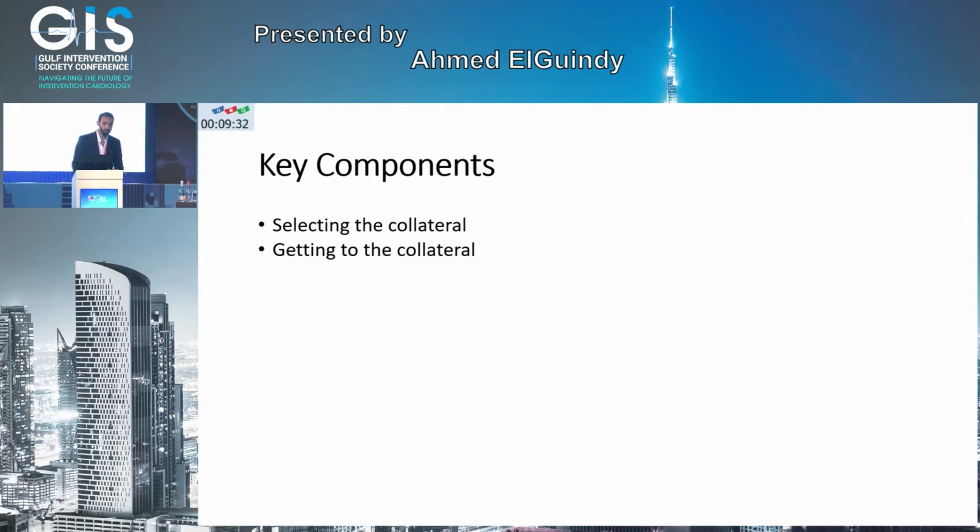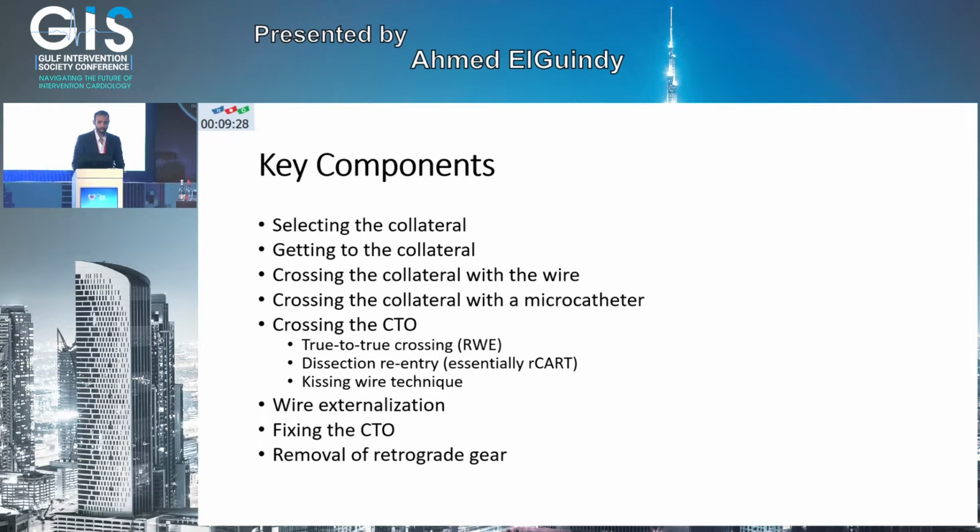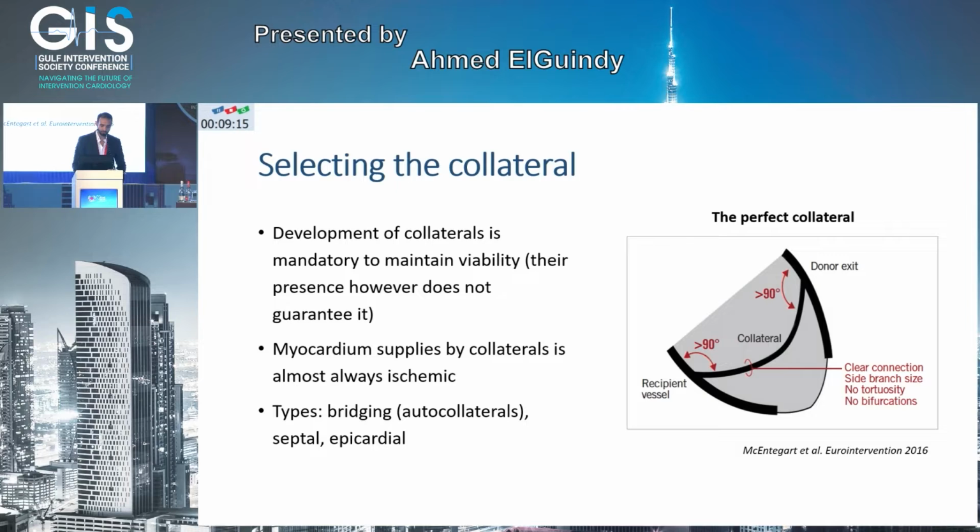And similar to what we've seen on the antigrade approach, these are the key components of the retrograde approach. And they are similar to a great extent with three important differences. One, you're going to select collaterals. You want to cross those collaterals. You want to externalize a wire, and importantly, you want to remove the retrograde gear safely.